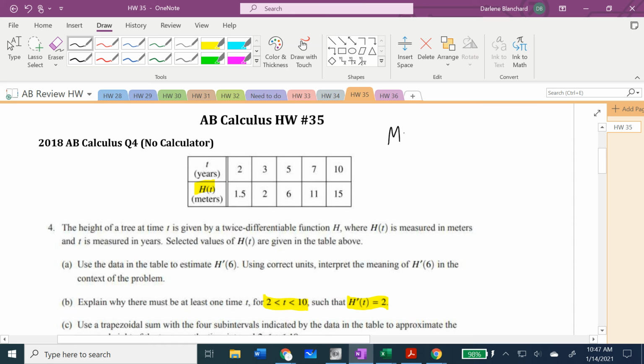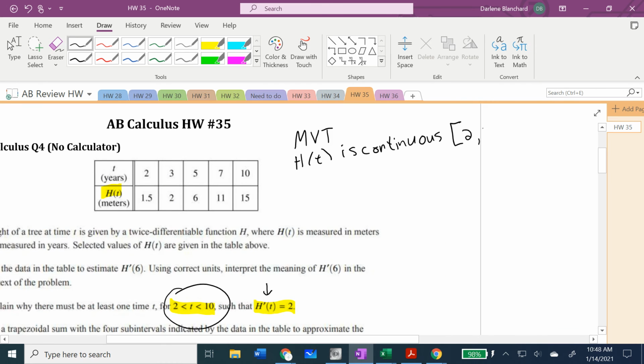For mean value theorem, you need to state, I am using mean value theorem. You need to write the hypotheses. The hypotheses are that the function that you're saying has a particular answer to its derivative, that function is continuous over the closed interval [2, 10], and it is differentiable over the open interval (2, 10).